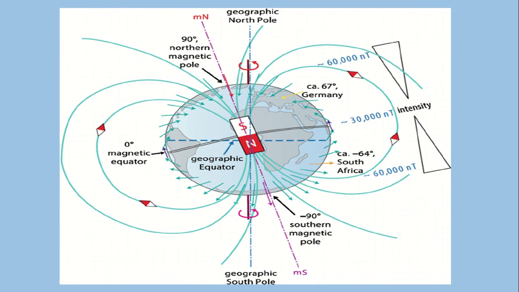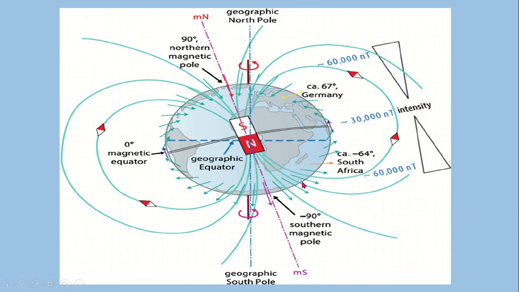Magnetic meridian: the imaginary vertical plane passing through the magnetic axis of the geomagnet is called the magnetic meridian. Look, this is the geomagnet, and if we consider that a plane is passed vertically through it, suppose here we cut it into two halves, then we will get one vertical plane. That vertical plane is known as the magnetic meridian.